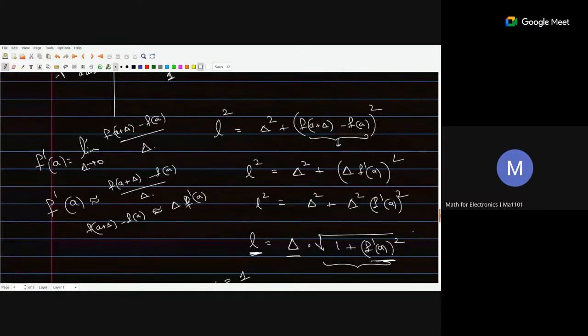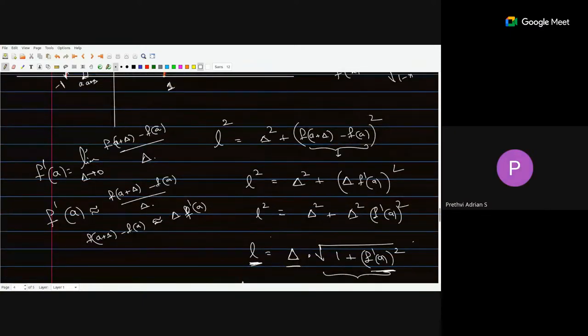Where did I include this? This. Yeah, f dash of a is equal to that one, sir. Okay, so this is the derivative definition, right? Definition of the derivative, right?